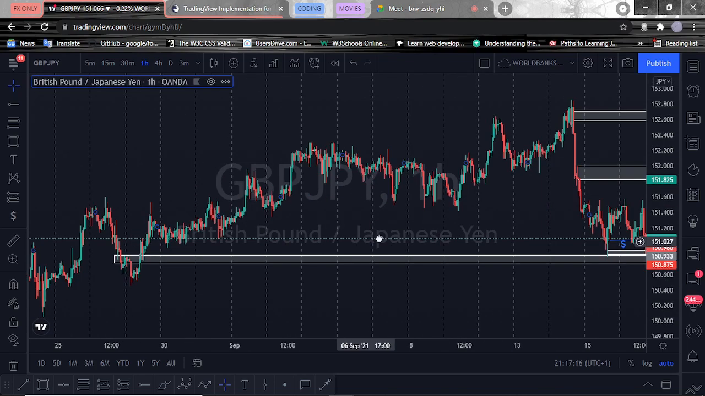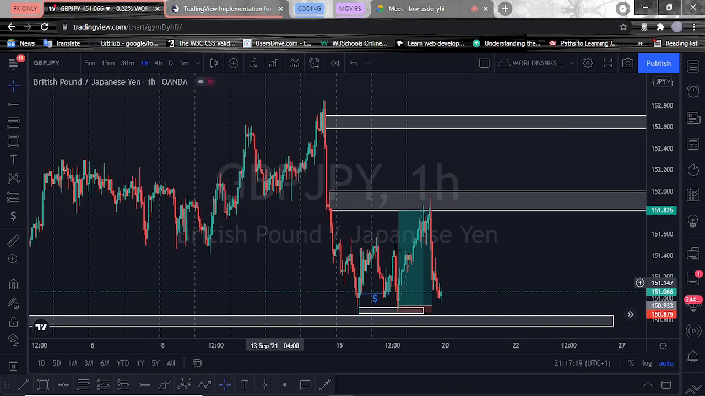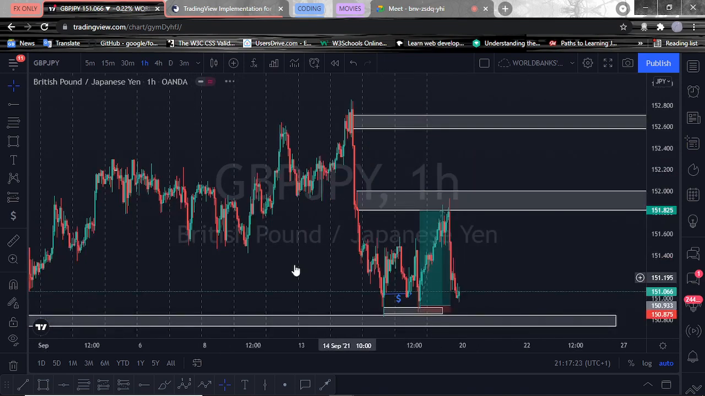Order blocks are crazy. Either you buy or sell, you win. Look at this, take a look at this. So either you buy or sell, you win, most especially when you know what you are doing.